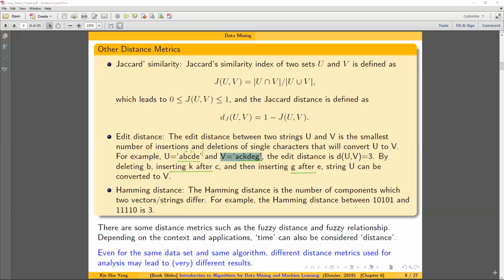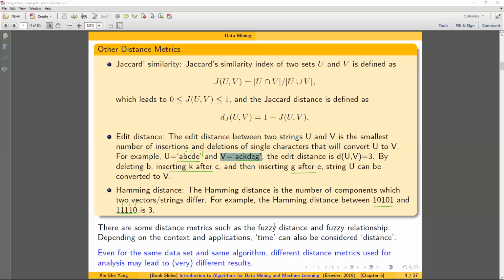Hamming distance is the number of components in which two vectors or strings differ. For example, the difference between these two is 3. Let's say the second one is different, the third one is the same, the fourth one is different, and the fifth one is different. That's why the Hamming distance between those two is 3.